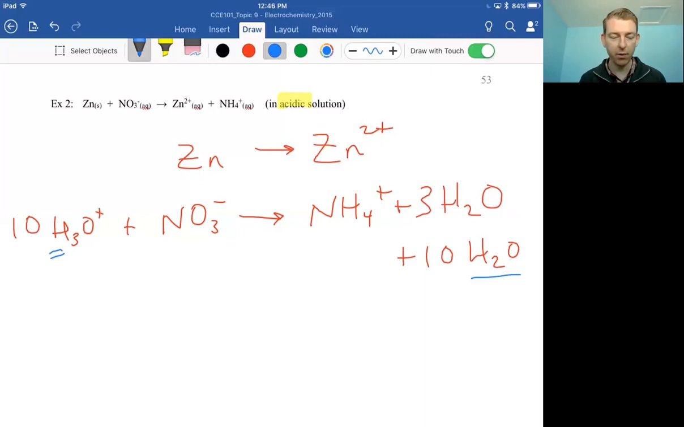So the only thing left for us to do is to balance the charge on both sides. So we're going to do that in exactly the same way that we did before. So we have zinc 0 going to zinc 2+. So we need to add 2 electrons onto the oxidation reaction. And how many electrons are we going to have to add onto the bottom one? So find out what the charge is on both of the sides.